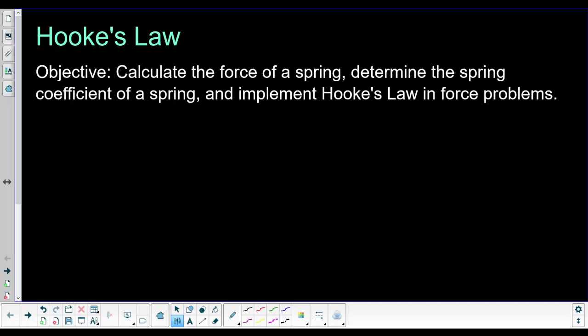So, you got to learn it, and maybe if I don't know, I don't have a joke for this, but we're gonna learn Hooke's law, so that's why.